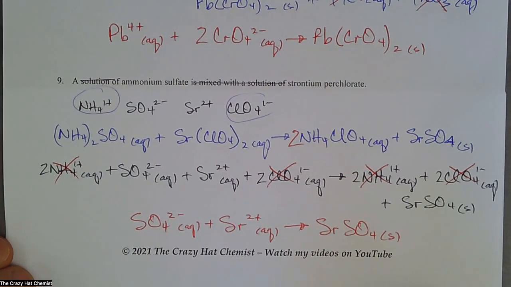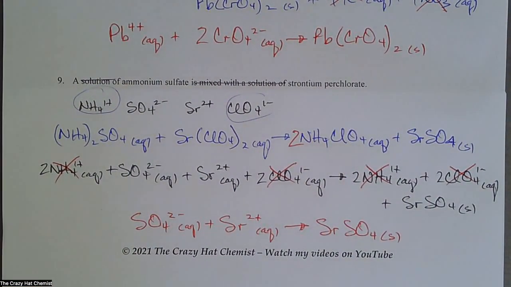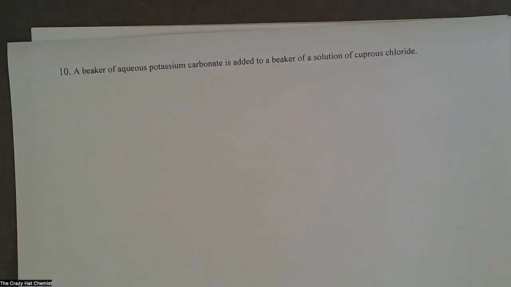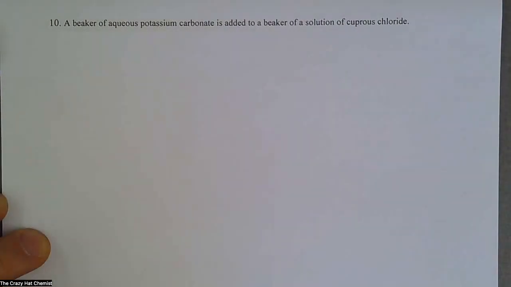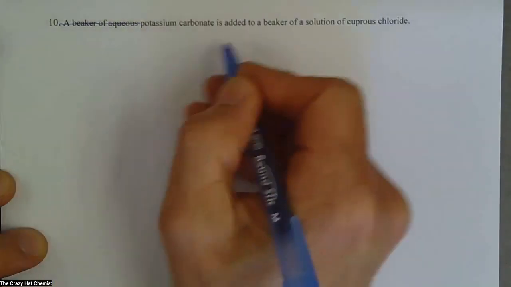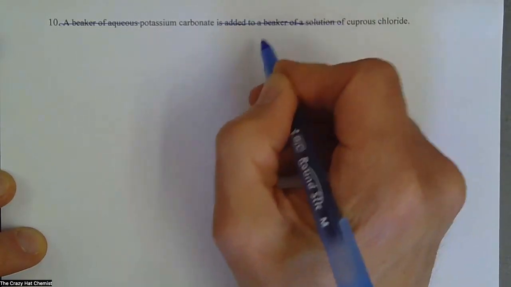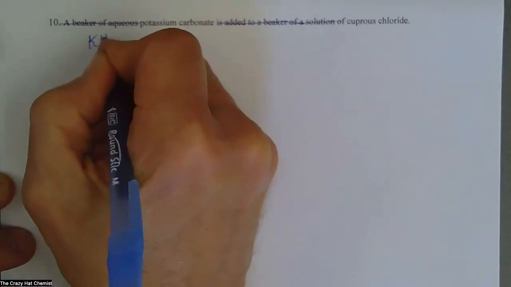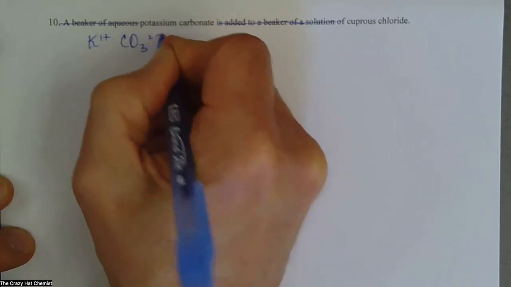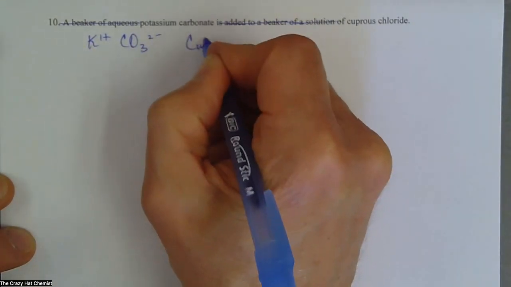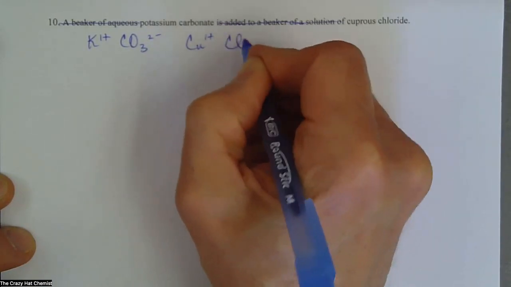All right, so we have 1 more to do. Let me slide this over just a little bit. I think we might be able to do it here. We're going to put that off to the side and do our very last problem. It says a beaker of aqueous potassium carbonate is added to a solution of cuprous chloride. So potassium is +1, carbonate is CO3 2-, cuprous is Cu 1+, and chloride is Cl 1-.